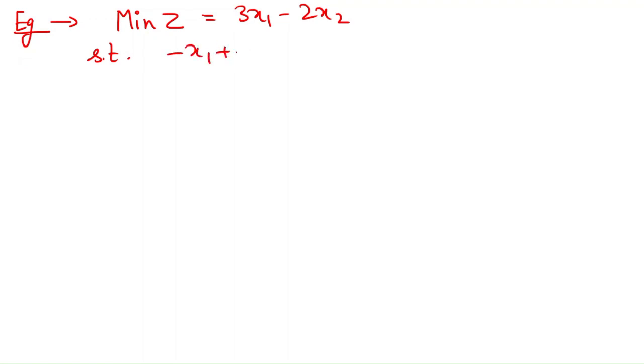So let us consider one more example. Again, you have to write the LPP in the canonical form. Here we have minimize Z subject to the constraints.